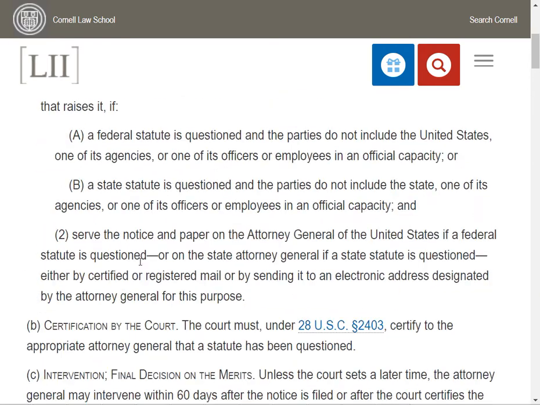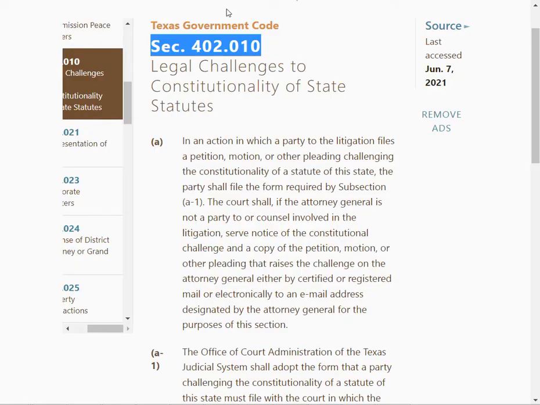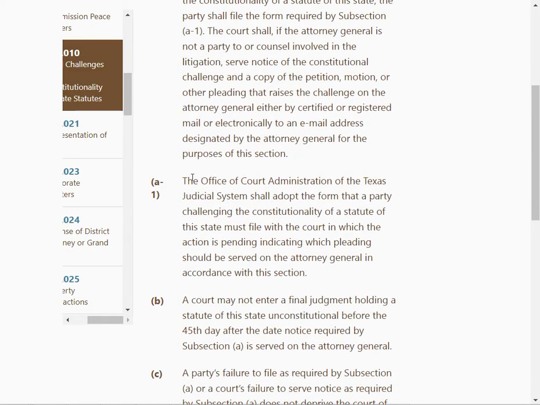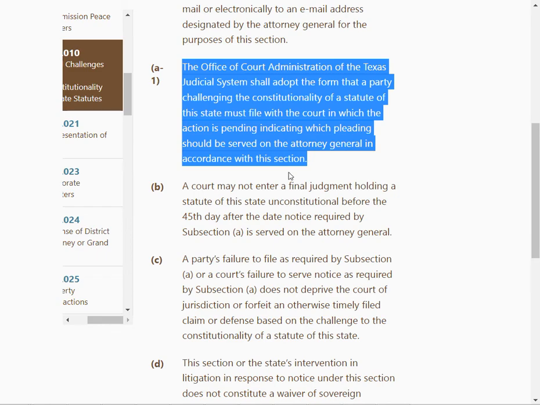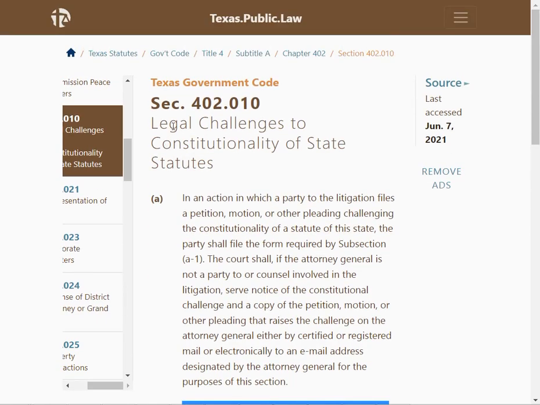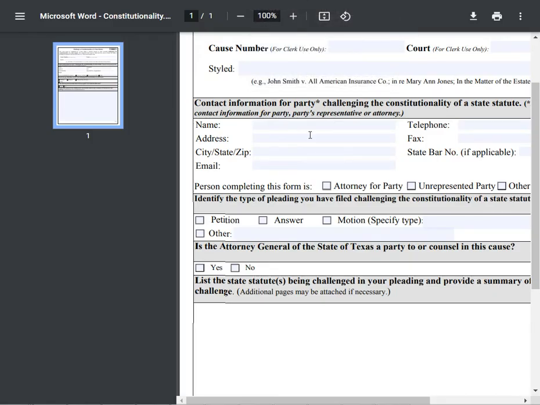So you could read the rest of that, but again, each state has their own statute on this. All you've got to do is just search constitutional challenge, right? That's all you've got to type in for your respective state. And you'd be surprised. Like the state of Texas, they actually have a form, right?